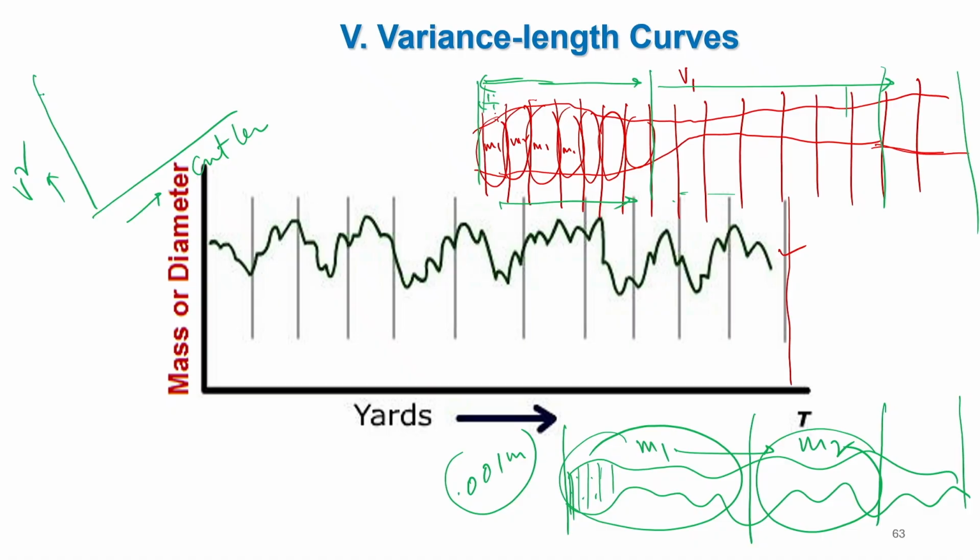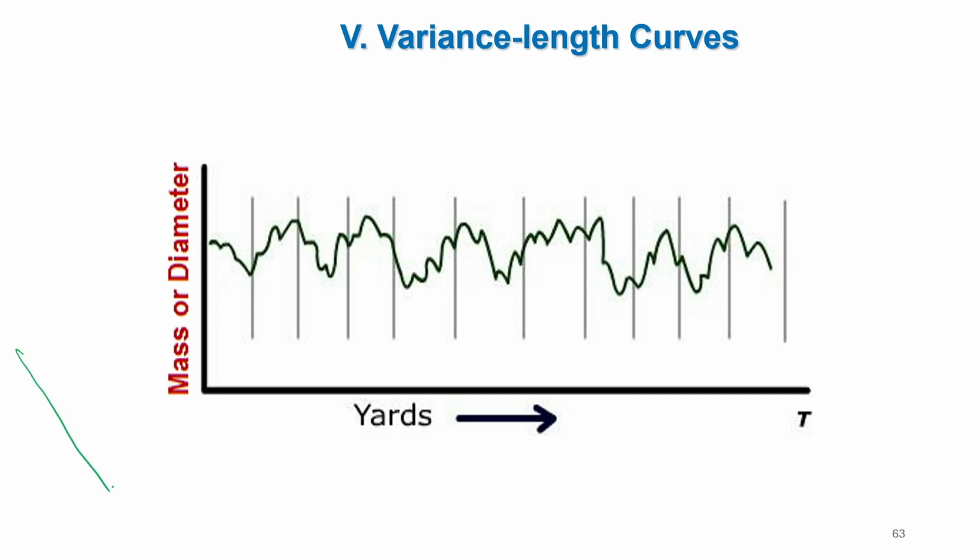So, theoretically at 0 the variance will be maximum, and as we go on increasing the cut length the variance will be reducing, and this is known as the variance between the cut length. Another concept is variance between length, and in short we call it the BL curve. This is one form of variance length curve.